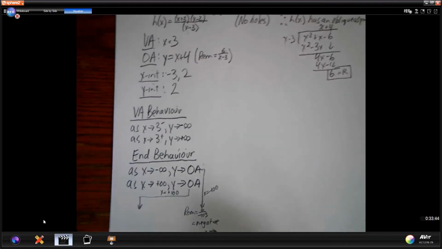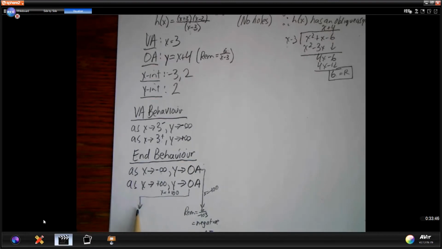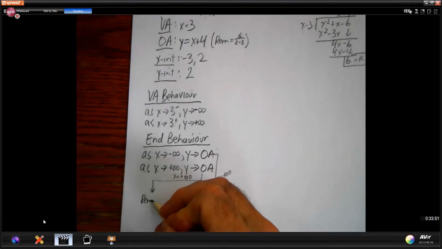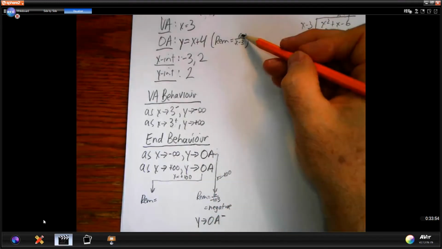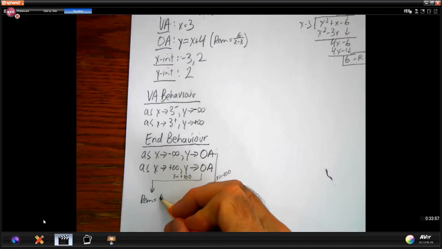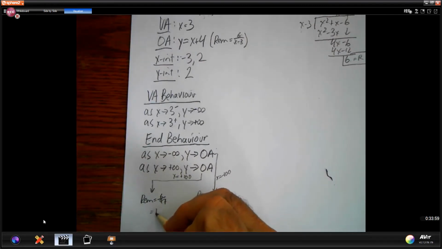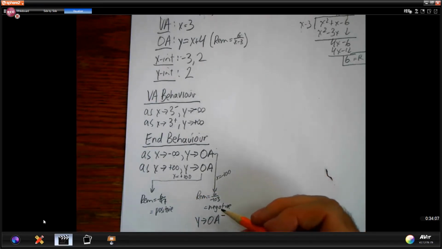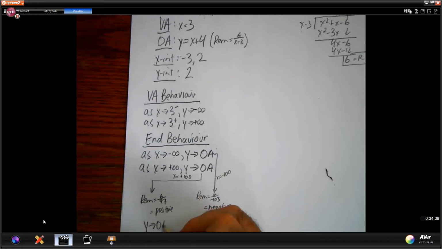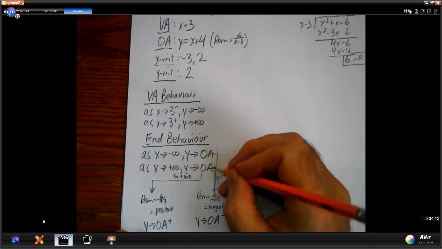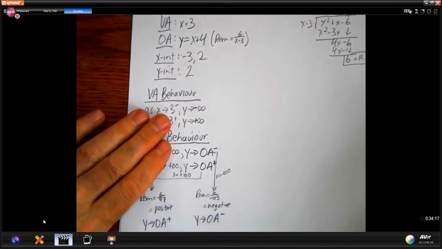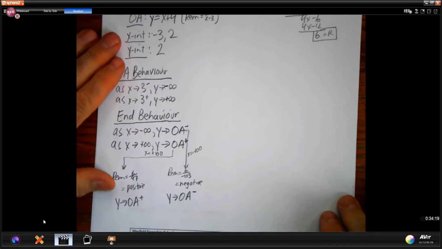Okay? And I do the same thing here. This time I'm plugging in x equals positive 100. In this case, the remainder is equal to 6 over 100 minus 3, so that's 6 over 97, which is definitely positive. So the remainder is positive. That means this is coming in from above the oblique asymptote. So y is approaching the oblique asymptote from above. So I can go back now and just put those values in. You'll see how we use that when we do our sketch.